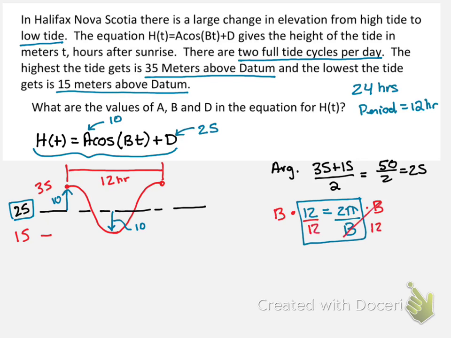the effect is that the B and the 12 just switch positions, and we have B equals 2 pi over 12. Dividing both by 2, we get pi over 6. So our B is pi over 6, and now we found A, B, and D.